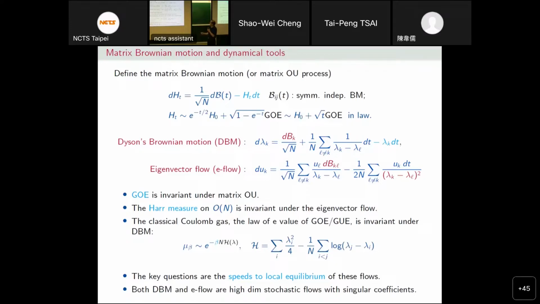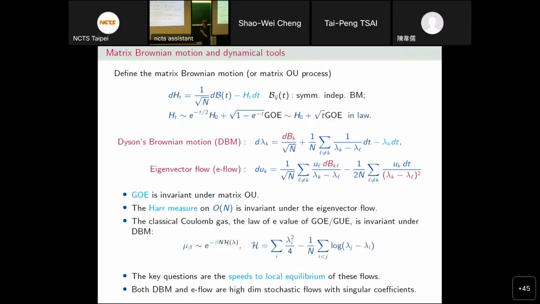And this is the K-th eigenvector. You take the derivative of the K-th eigenvector. Now this B_KL are independent Brownian motions, and this will depend on the L-th eigenvector, with the denominator lambda_K minus lambda_L. And then there's another part, which is the drift part, which comes back to the K-th eigenvector here, with lambda_K minus lambda_L squared. So this means the K-th eigenvector will depend on the L-th eigenvector, depend on everything else. And it looks like this.